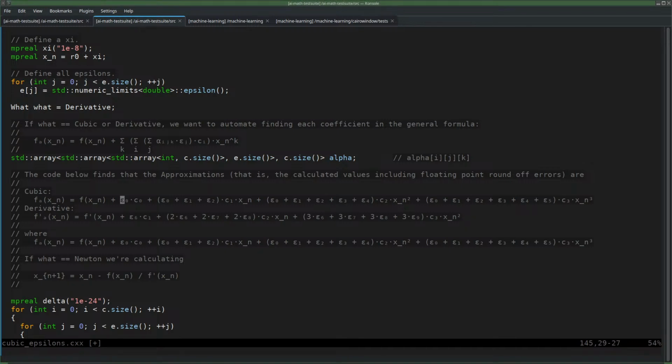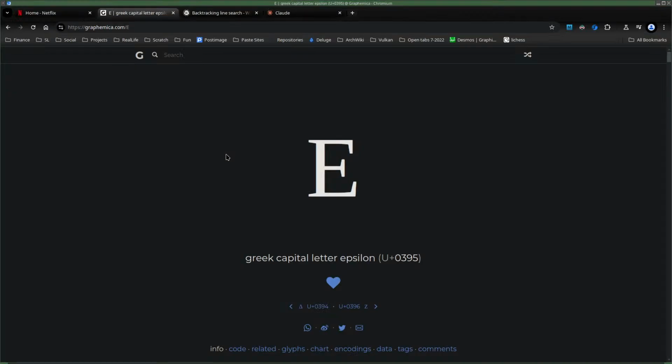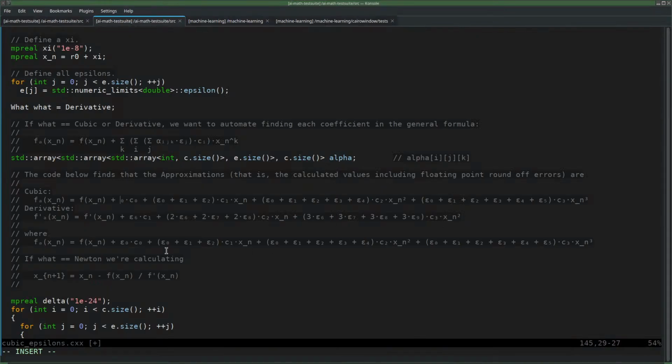So you could just replace this by... it still looks like an E, doesn't it? Lazy font makers.